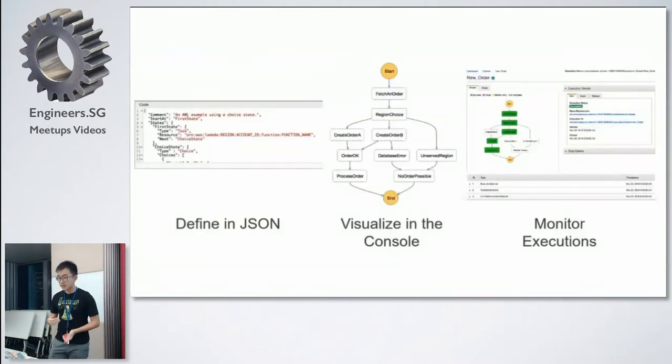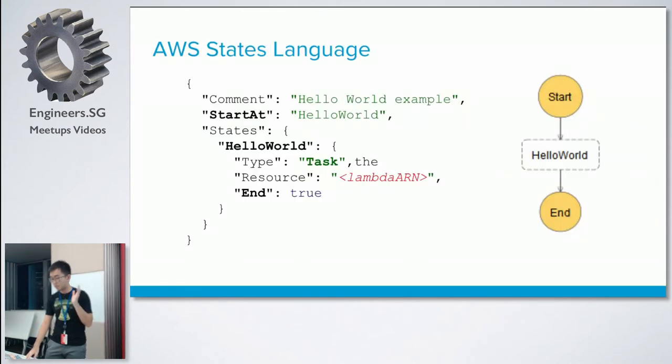So the way Step Functions work is you define state machines in JSON using something called the Amazon States Language. It's AWS's own language for defining state machines. You can then visualize your state machines in the AWS console, and you can execute and monitor, and view logs from your executions from the console as well. We'll see this in a demo soon.